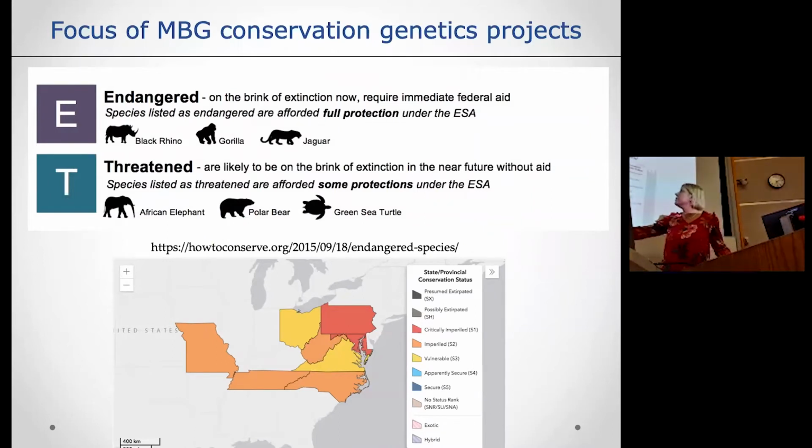Sometimes we also work on things that are maybe listed as critically imperiled S1s through NatureServe categories. So maybe they're very rare, but maybe they aren't rare enough or endangered enough to be federally listed.